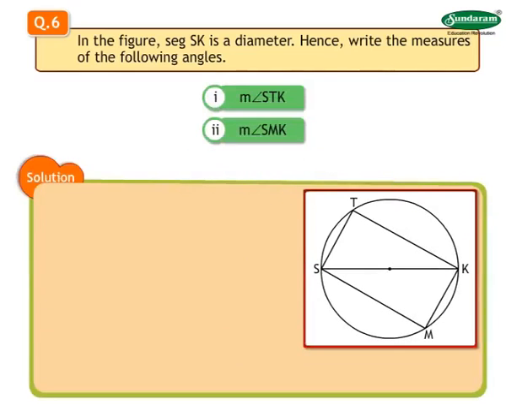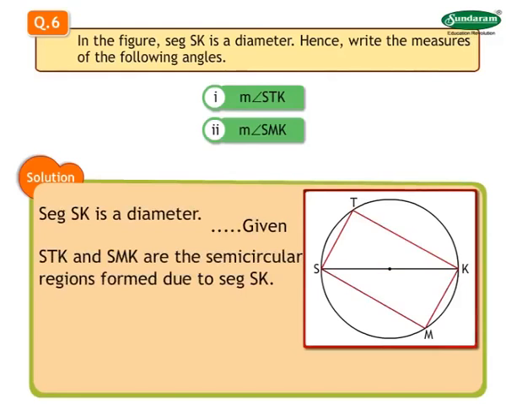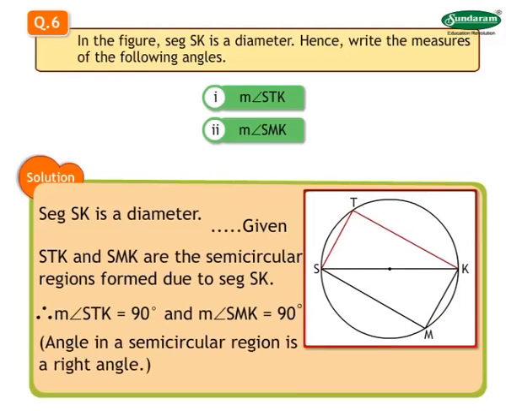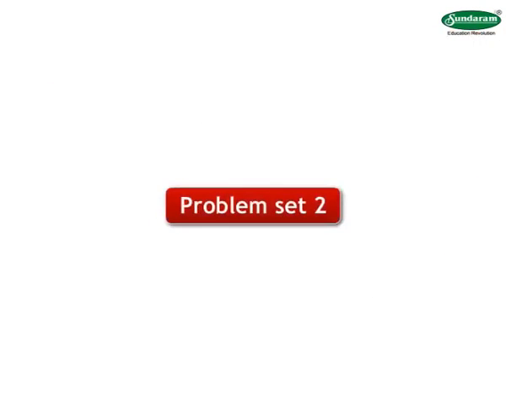Solution. In the given figure, segment SK is a diameter. Therefore, STK and SMK are the semicircular regions formed due to segment SK. We know that the angle in a semicircular region is a right angle. Hence, measure of angle STK is equal to 90 degrees and measure of angle SMK is also equal to 90 degrees. Now, let us solve the sums from problem set 2.